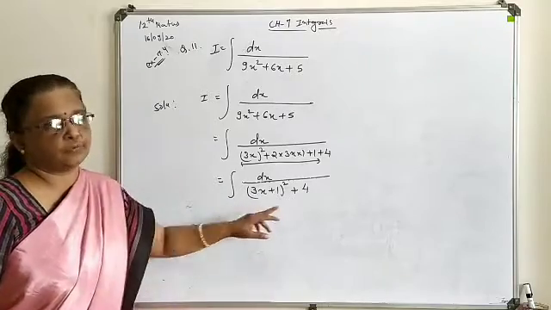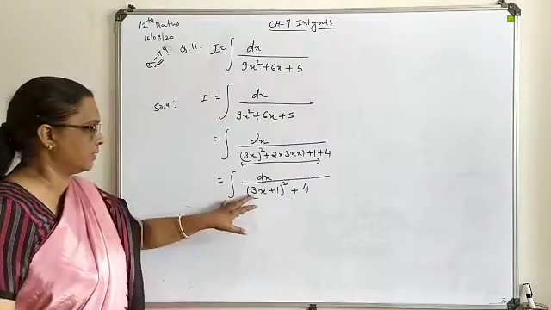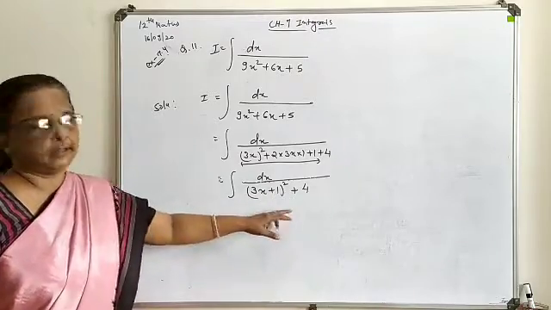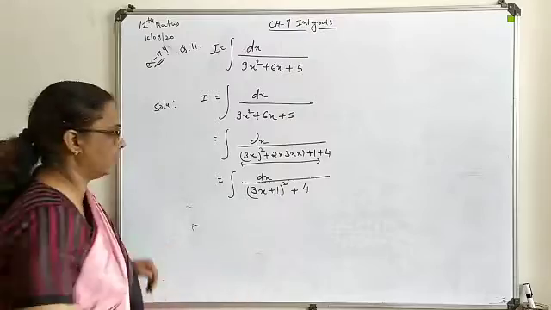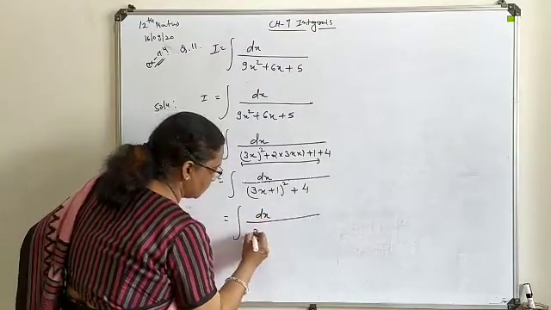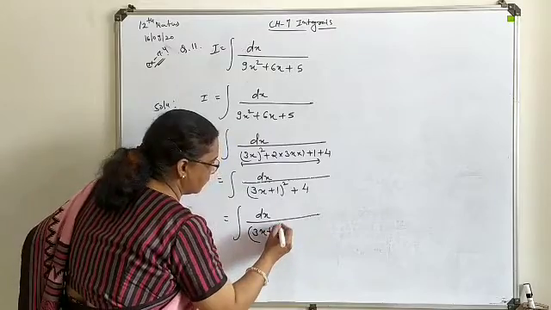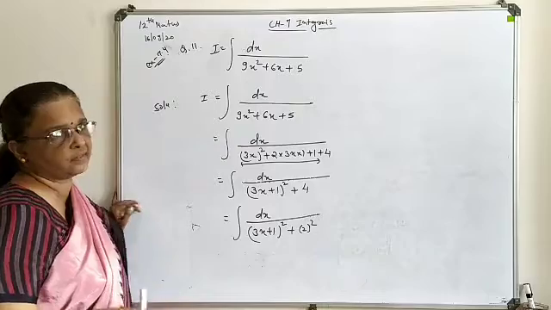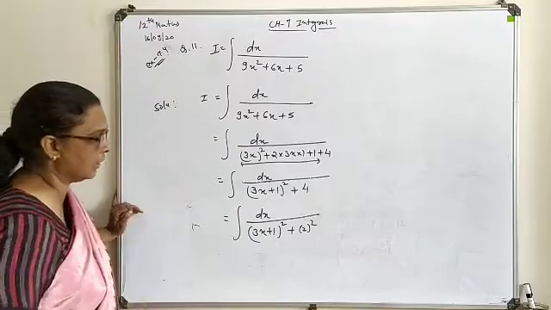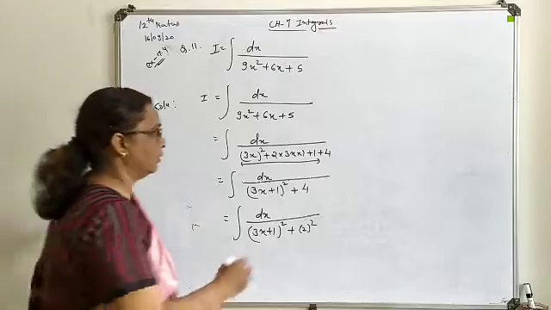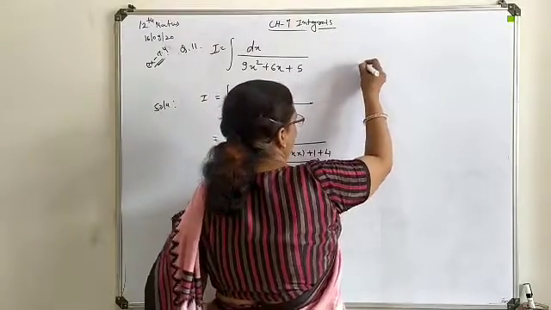Now this is available in the form 1 upon x square plus a square, where your x is 3x plus 1 and your a is 2 over here. This is available with the a square form. So convert it into the actual formula form. So this is 1 upon x square plus a square. Now integrate it. So that will be 1 upon a tan inverse x by a.